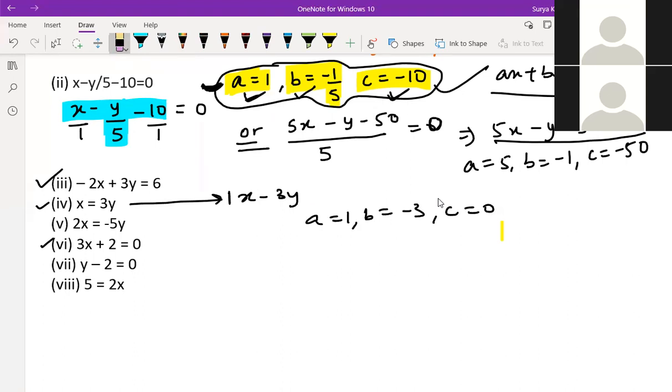So what is x now, sir? X before is 1, hidden, no. Of course. So x minus 3y plus 0 is equal to 0. So a is equal to 1, b is equal to minus 3, c is equal to 0.